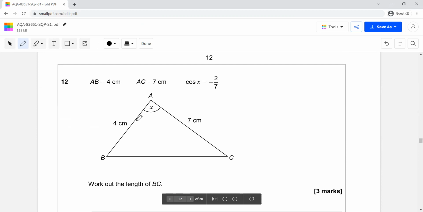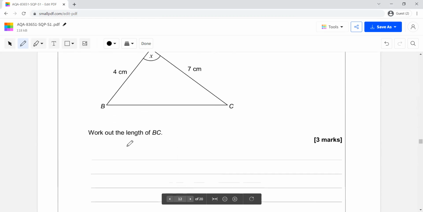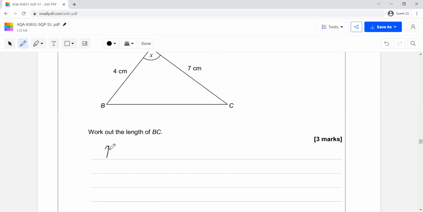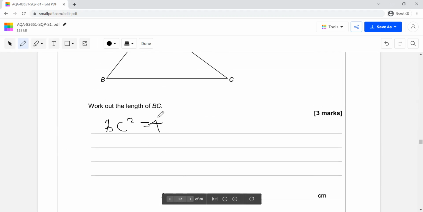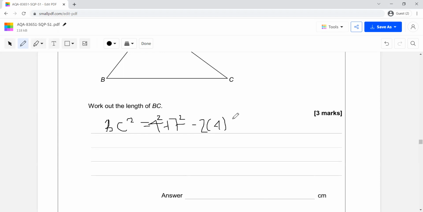Question 12. AB is 4 centimeters, AC is 7, and cosine of x is minus 2 over 7. Work out the length of BC. Now this is simply using the cosine rule. So BC squared is given by 4 squared plus 7 squared minus 2 times 4 times 7 times the cosine of x, which is negative 2/7.